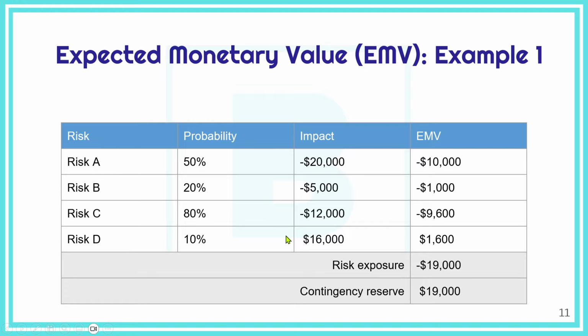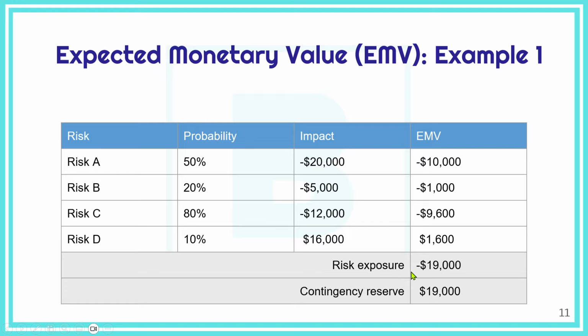And risk D, actually, it might have a positive potential impact. So it's an opportunity. So EMV is 1,600. So this is the expected monetary value of a risk, multiplying probability with the impact, whether it's positive or negative. Then we sum all those EMVs, and we end up in this example having a negative risk exposure of minus 19,000, which means we need to have a contingency reserve of 19,000 because we have a negative risk exposure.